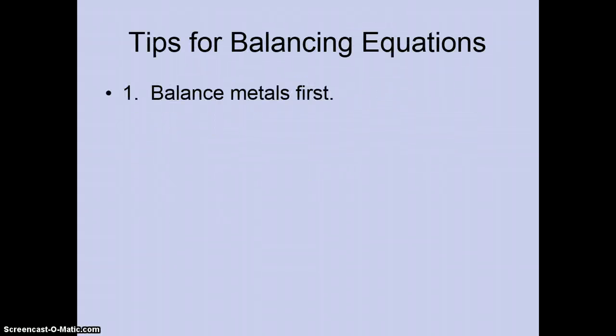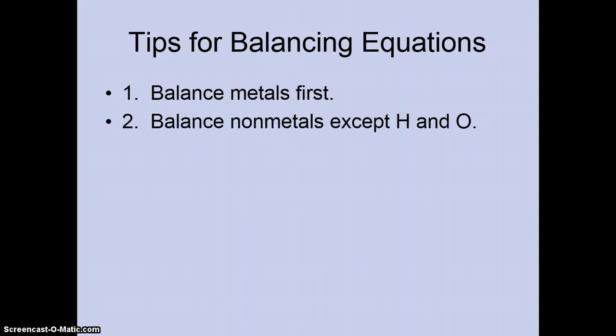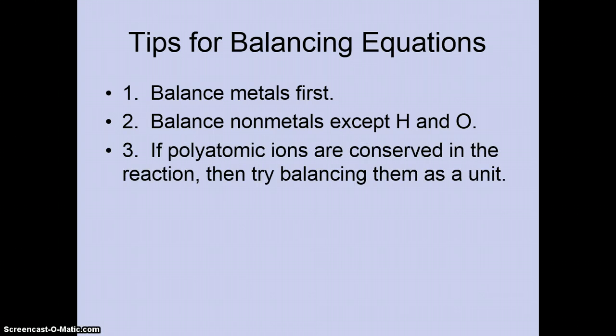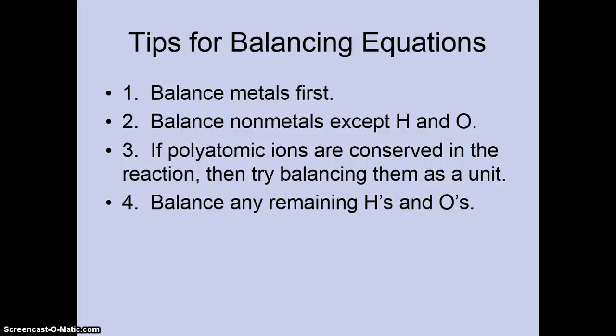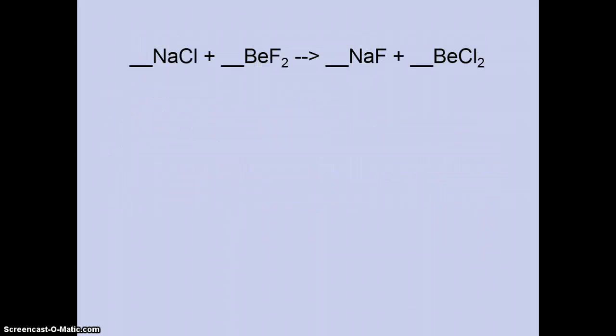Tips for balancing equations. It's usually easiest if you start by balancing your metals first. Balance your nonmetals next, but leave hydrogen and oxygen for the last. If polyatomic ions are conserved in the reaction, try balancing them as a unit. This is something we didn't really do last year much, but it's easier to apply and easy to do with the larger equations that we're going to deal with. And balance any remaining hydrogens and oxygens very, very last.